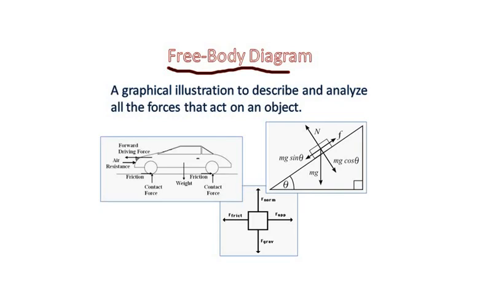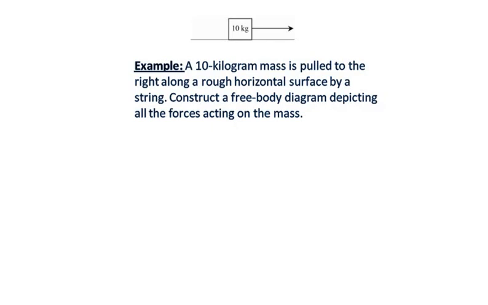Now let's solve this example. A 10 kg mass is pulled to the right along a rough horizontal surface by a string. Construct a free body diagram depicting all the forces acting on the mass. So we have an object placed on a horizontal surface. It is pulled to the right by a string, so this force is the tension. And because the surface is rough, there is a frictional force to the left.